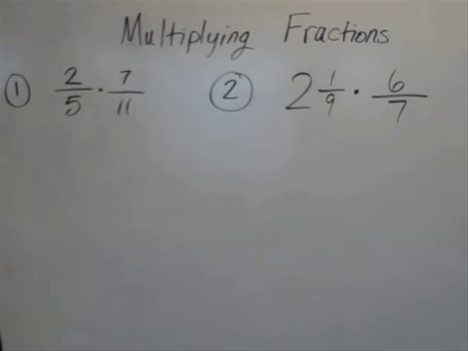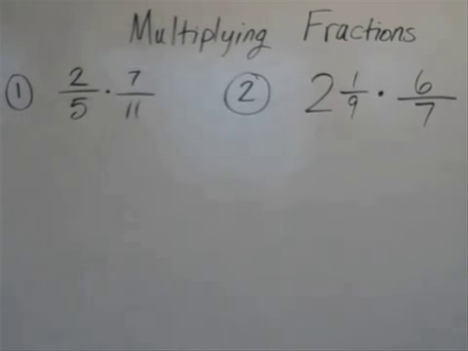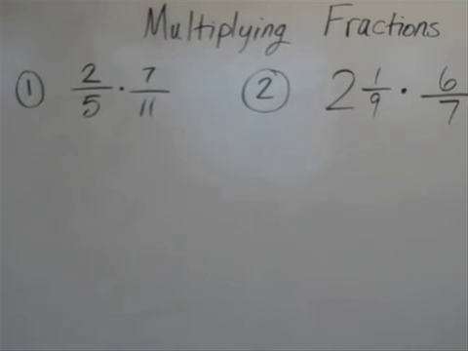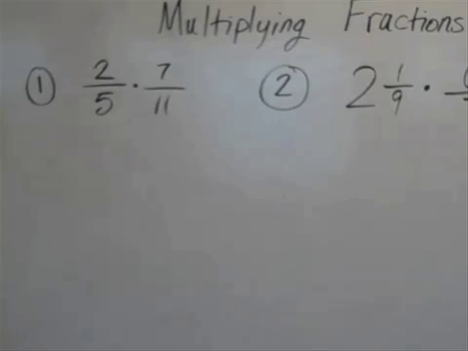Today we're going to talk about multiplying fractions, and there's two examples here. One's a basic one, just two fractions, numerator, denominator. The other one's a mixed fraction, so we'll see two different types. So the first one is 2/5 multiplied by 7/11.